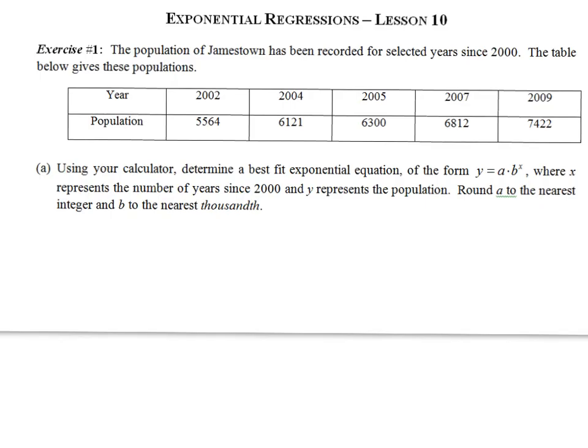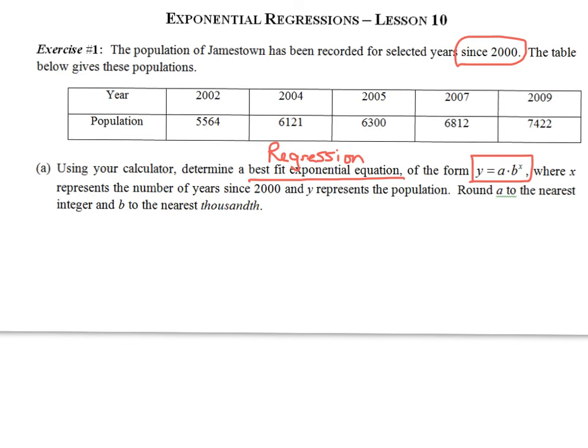So looking at the first exercise together, it says the population of Jamestown has been recorded for selected years since the year 2000. That's a really important part of this problem. The table below gives these populations. So you'll notice that we've got a year and we've got a population. All of my years are after the year 2000. Now for the instructions, it says using your calculator, determine a best fit exponential equation. When I see those words, that should tell me this is when I want to do a regression equation using my graphing calculator. The form of the equation is exponential, so it's y equals a times b to the x.